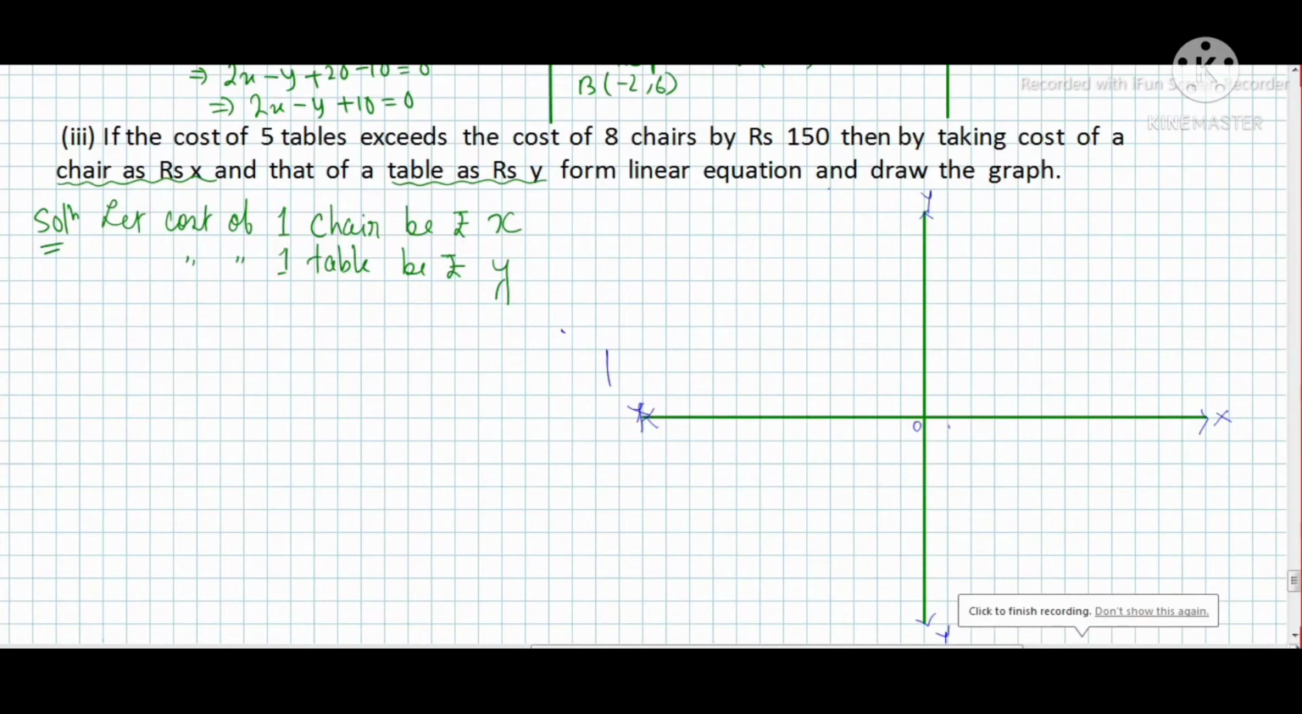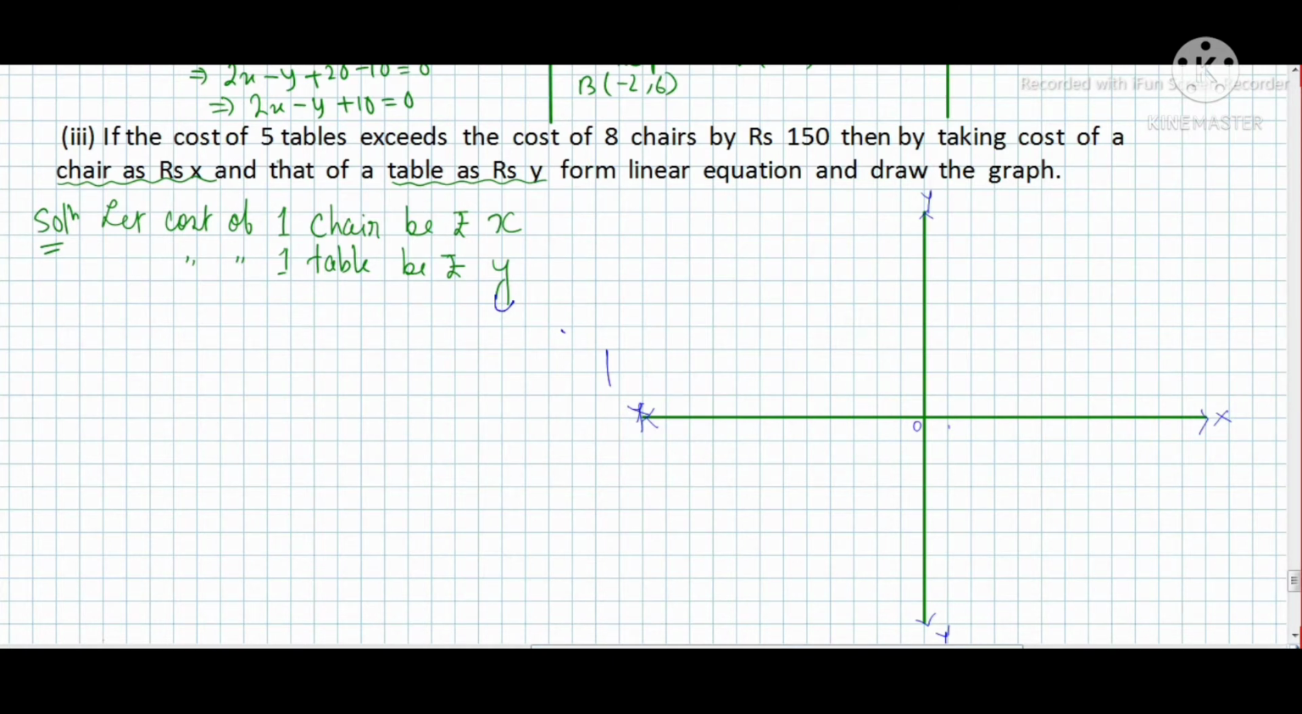Hello students, today we are going to do question number 3 of 7. The lesson is linear equation in two variables. So till now we have completed up to question number 2 and now we are going to do question number 3. So see, question number 3, what is given.